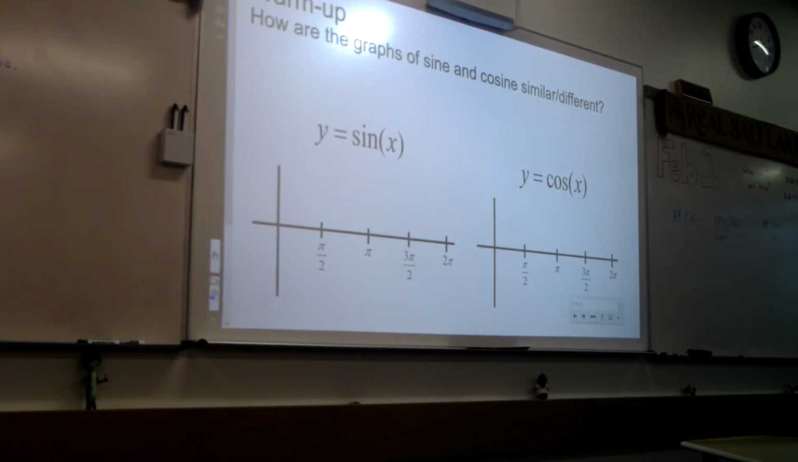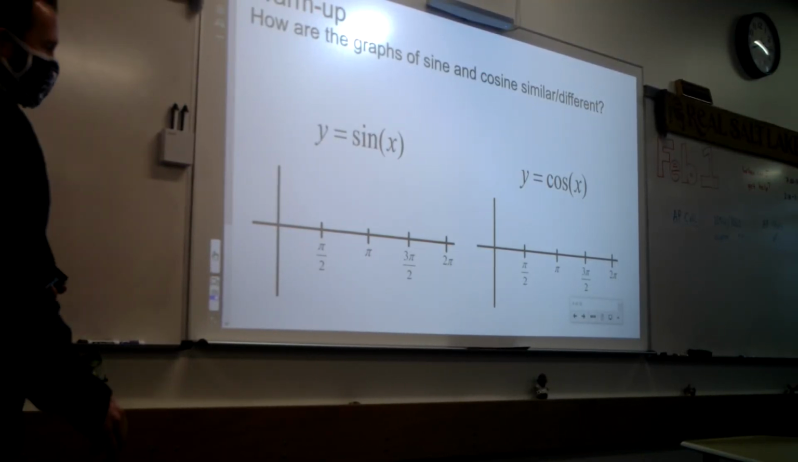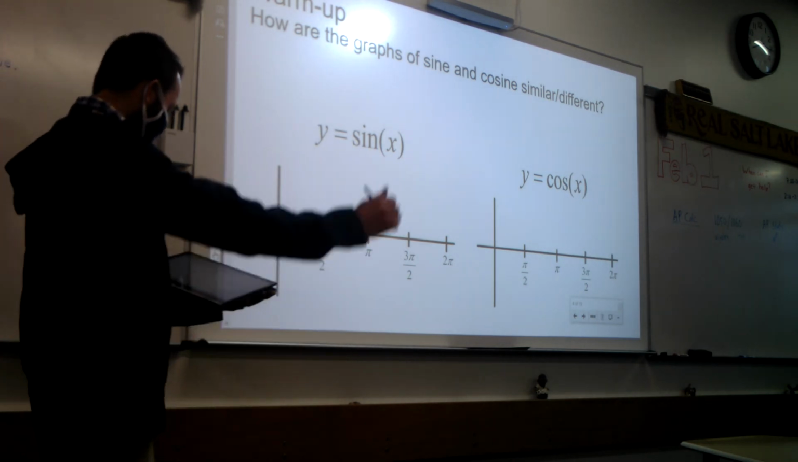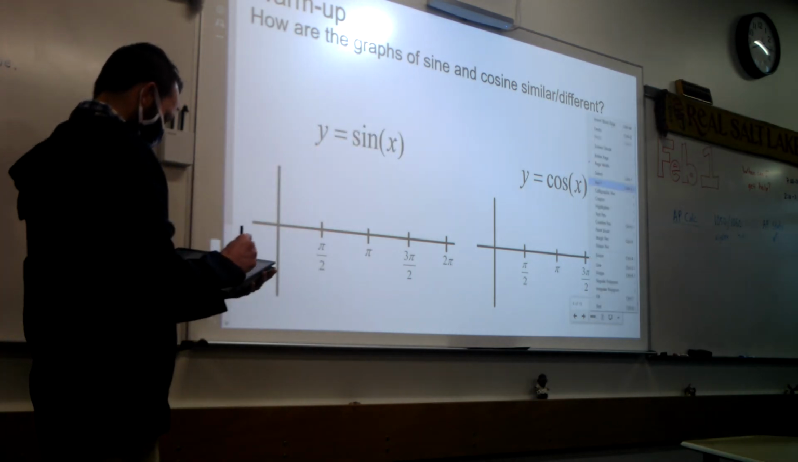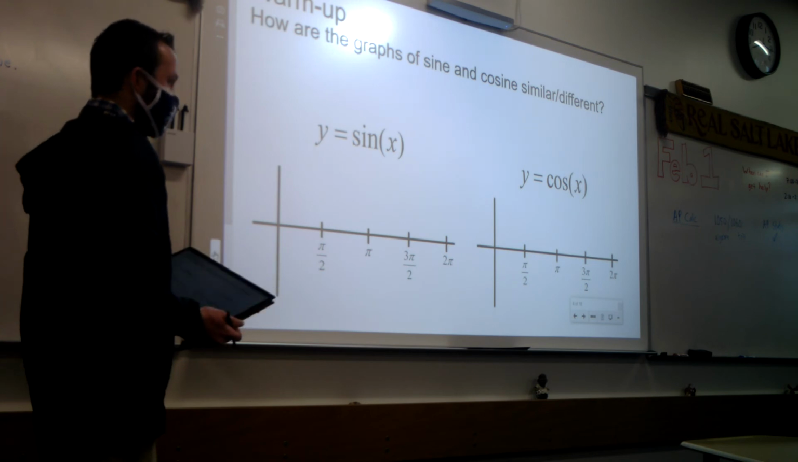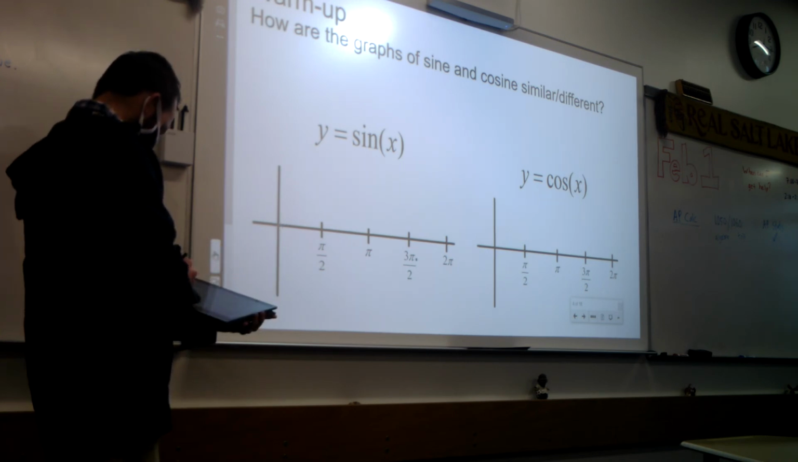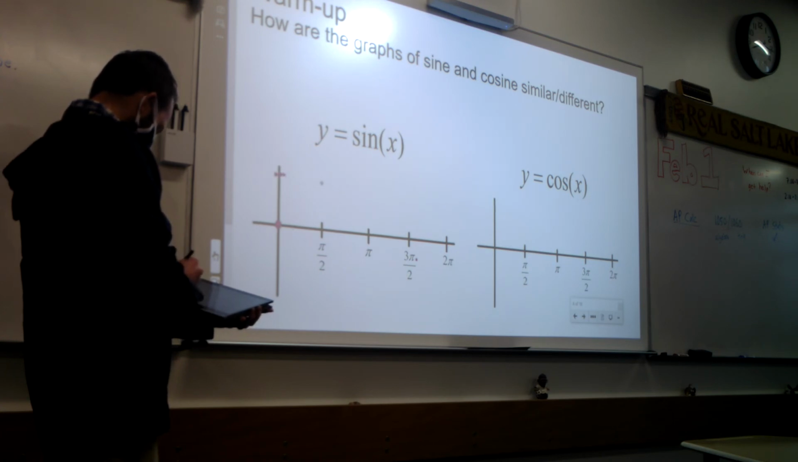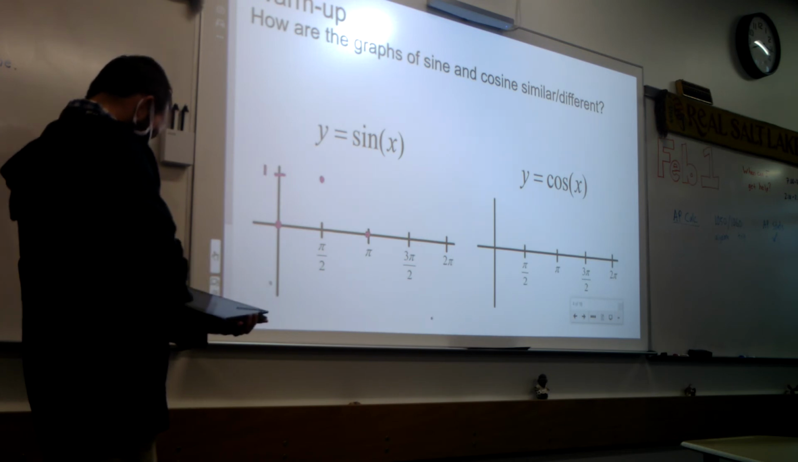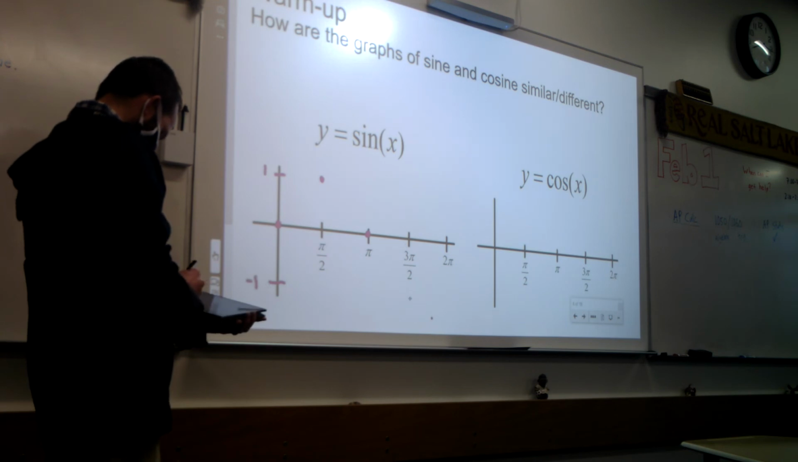Alright, so last time we learned how to graph our parent function. So let's start with Mikkel. How do we graph sine? Start at 0 because it says 0. Alright. Then at pi over 2 it goes up to 1. Then down to 0 at pi. Then negative 1 at 3 pi over 2. And back to 0.